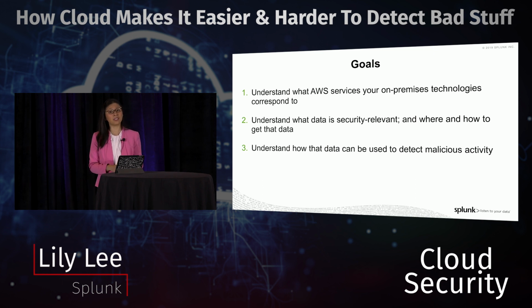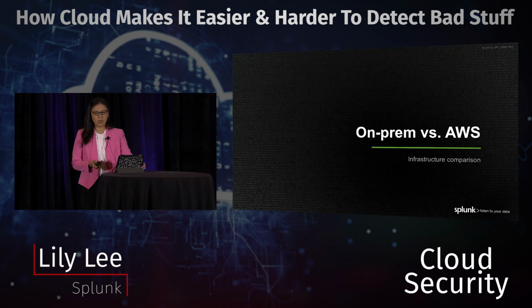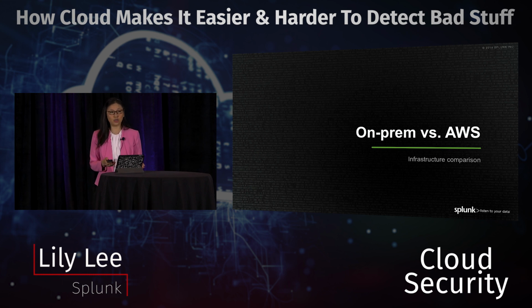So the key things that we're here to cover today are these three goals. Understanding what AWS services your on-premises technologies correspond to. Understand what data is security relevant. Where should you get that data or how to get that data? And then also how to use that data to detect the bad stuff, the malicious stuff. So we'll start by looking at comparing security operations on-prem to similar components and controls of the cloud environment.